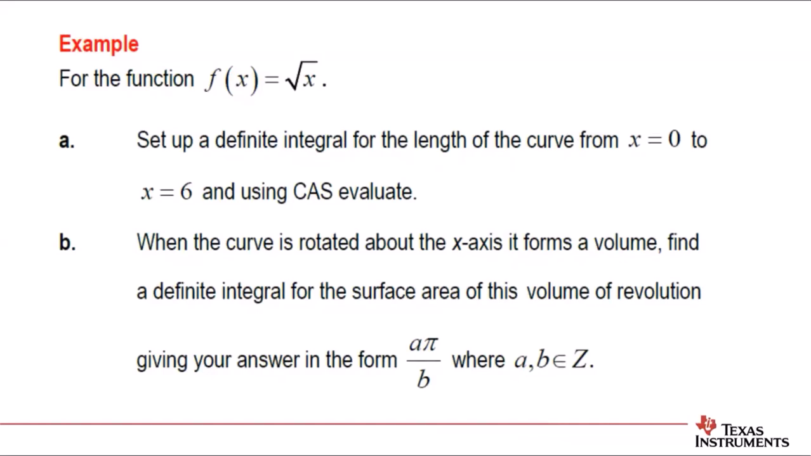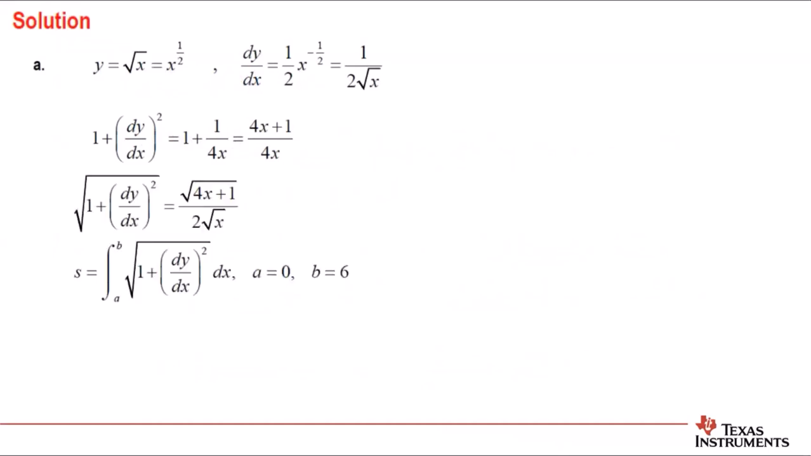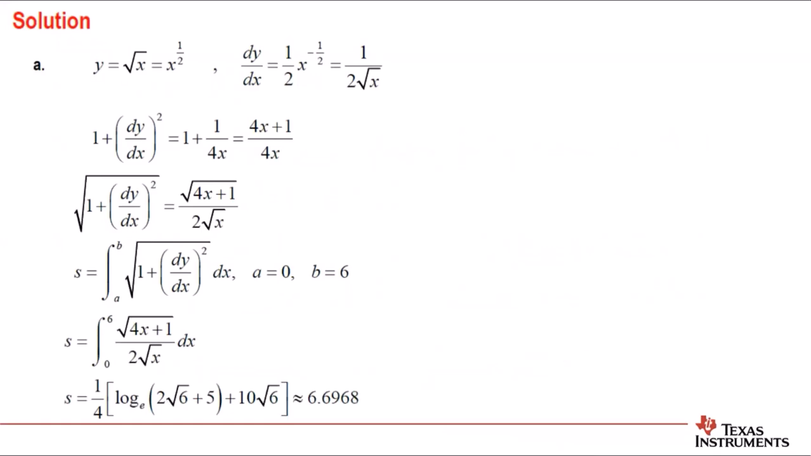However, the curve, when it's rotated about the x-axis, forms a volume. We can actually find the surface area of that curve by getting an answer of an integral, which can be done. So I'll show you quickly again the formulae for these. Y equals root x, or x to the power of a half. We've got dy dx, form 1 plus dy dx all squared, and then take the square root of 1 plus dy dx all squared, and evaluate that when x is between a is 0 and b is 6.